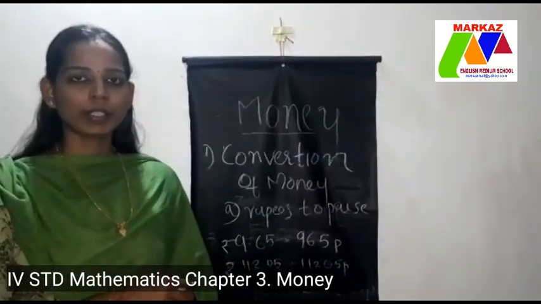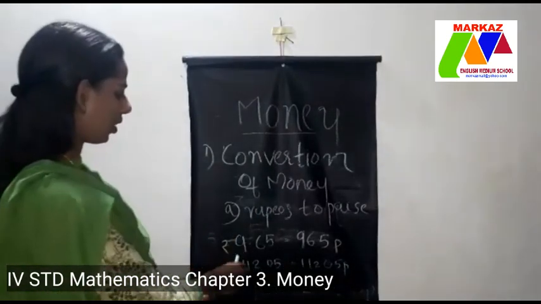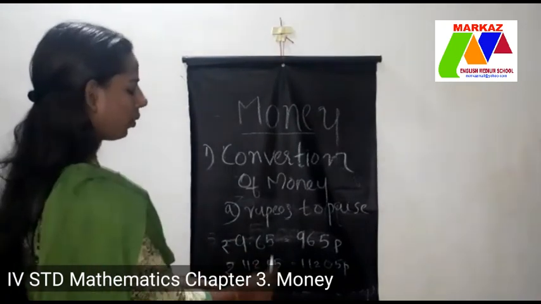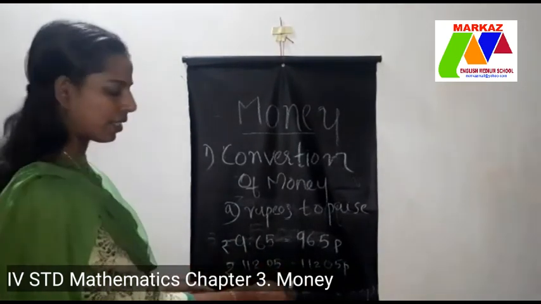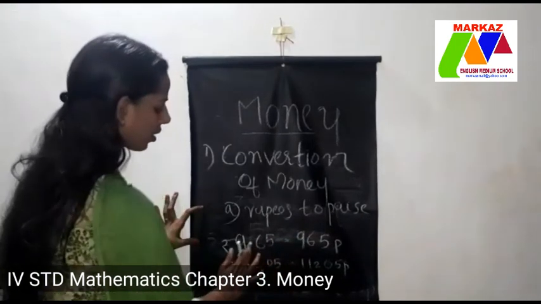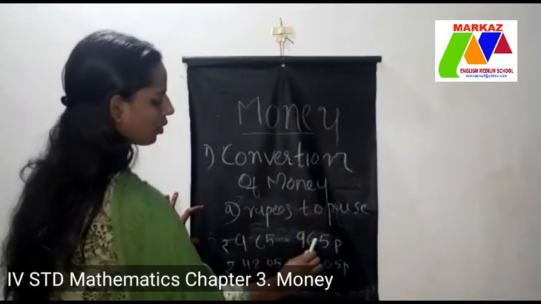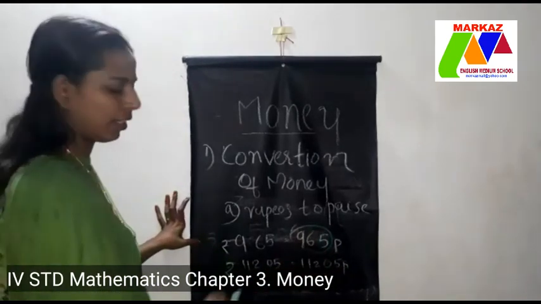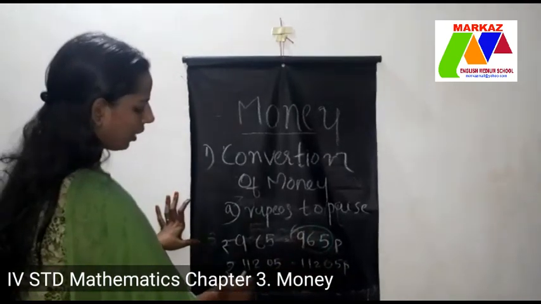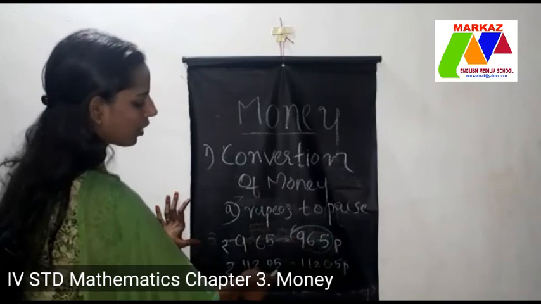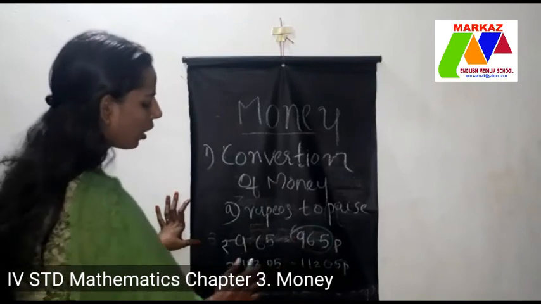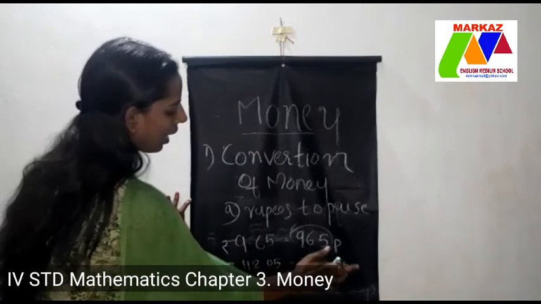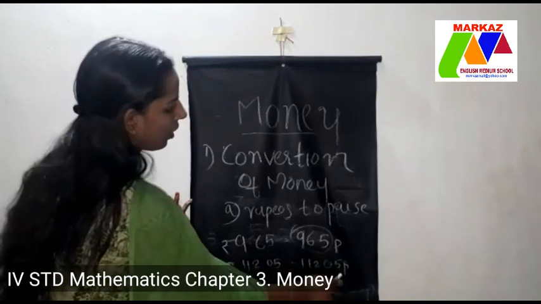Now look at this, students, here, 9 rupees 65 paise. In order to convert this into paise, what we have to do? We have to just remove this decimal point. So we get the answer here. Now the next one. In order to convert this into paise, what we have to do? We have to remove this decimal point. So we get the answer. Here is the answer.